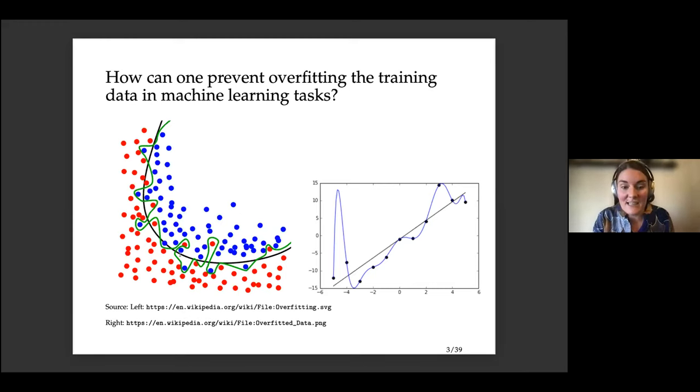But obviously, if we make the boundary perfectly fit the training data, then again, we get something that's garbage because, for example, if we have something that's right between these two blue dots, it's going to be classified as red.